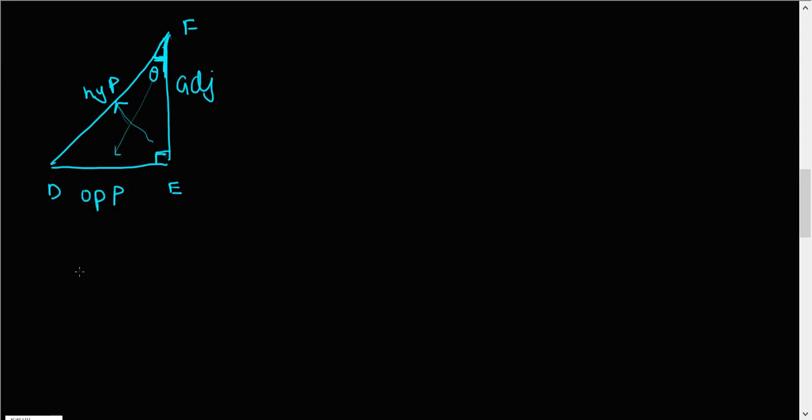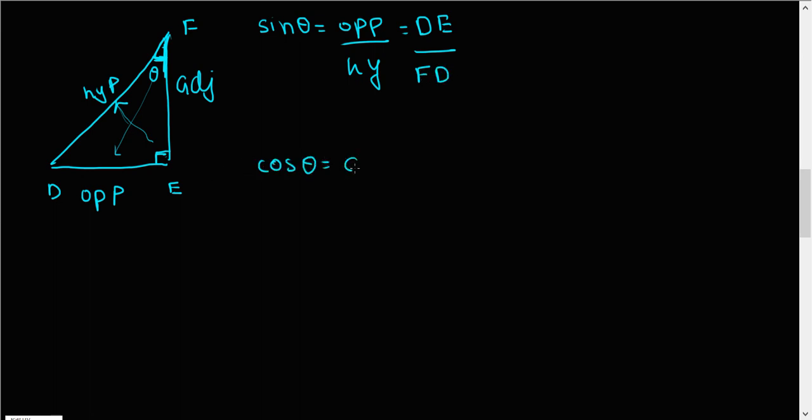Now, again let's consider our trigonometric ratios. Sine theta in this case, I know, is opposite by the hypotenuse. Opposite to this is DE and the hypotenuse here is FD. Cos theta is adjacent by hypotenuse. Adjacent to this angle theta is FE, by the hypotenuse, that is FD.